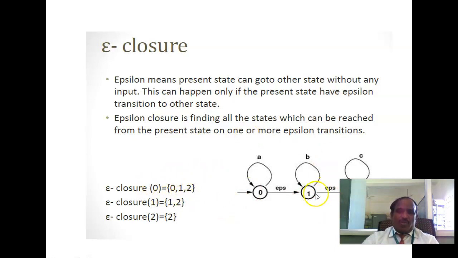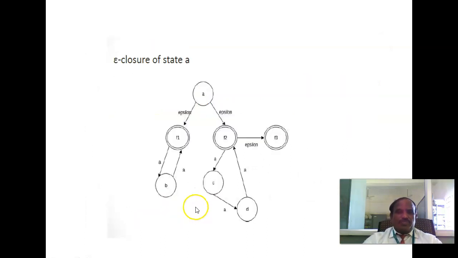Similarly, epsilon closure of 1. For any state whose epsilon closure you want to find, the state itself will be added by default. Epsilon closure of 1: 1 will be added. From 1, is there any epsilon edge moving to another state? Yes, this edge is moving 1 to 2, so 2 will be added. So epsilon closure of 1 is 1 and 2. Similarly, epsilon closure of 2: there are no epsilon edges moving from state 2, so by default the state itself is its epsilon closure. This is the method for finding epsilon closure of 0, 1 and 2.